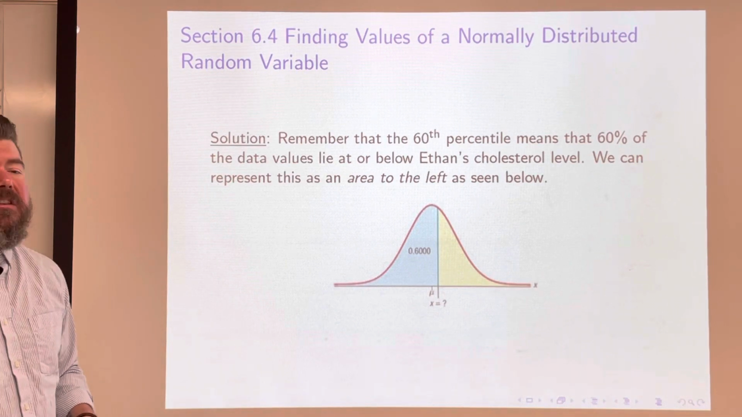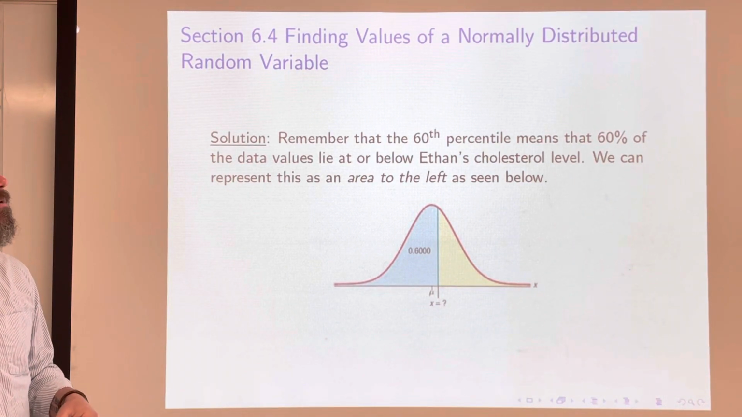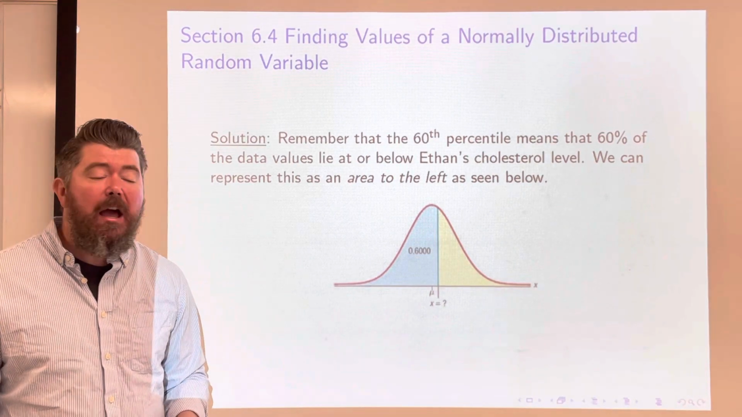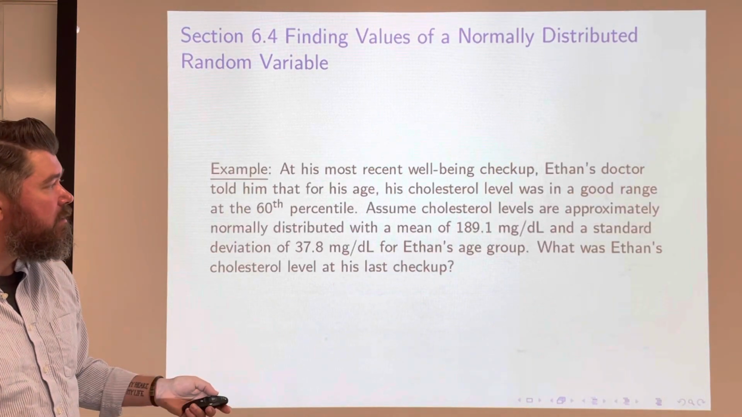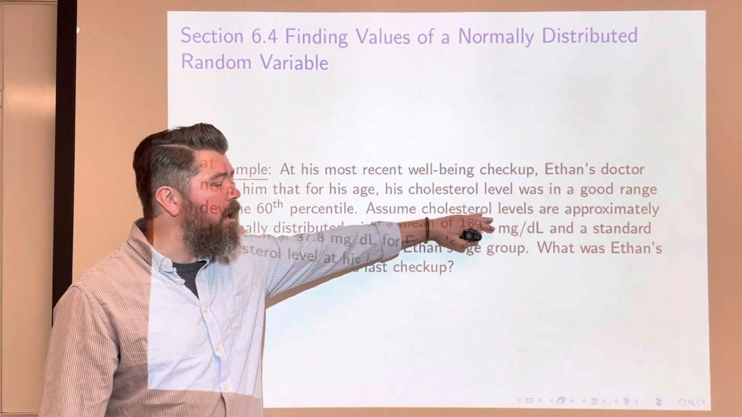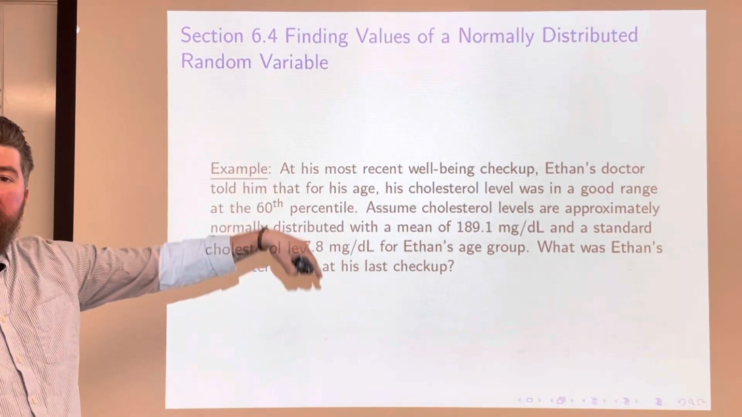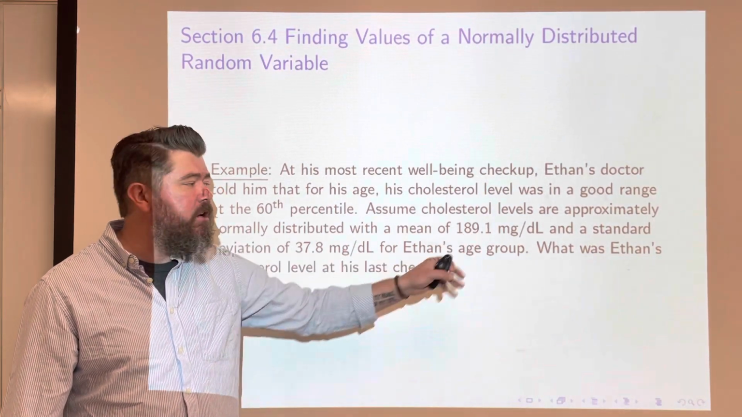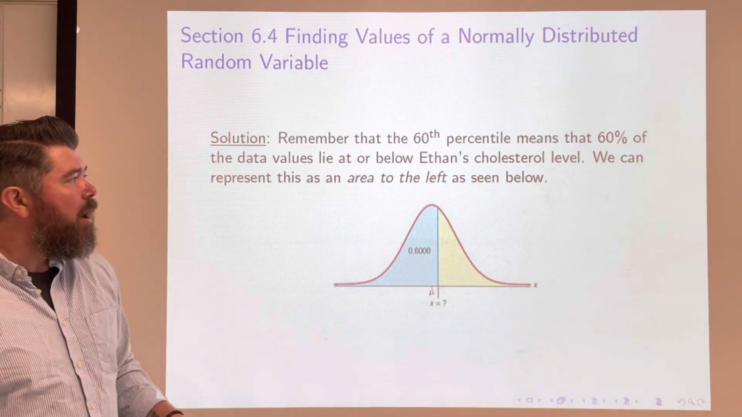Now remember that the 60th percentile means that 60% of the data values lie at or below Ethan's cholesterol level. We represent this as an area to the left, right? So in this problem, we know that cholesterol levels are approximately normally distributed, so they're represented on a bell-shaped curve. And we have a mean of 189.1 here, right?